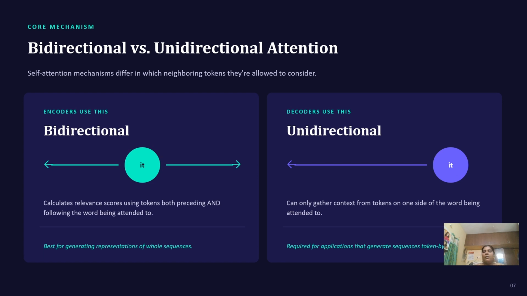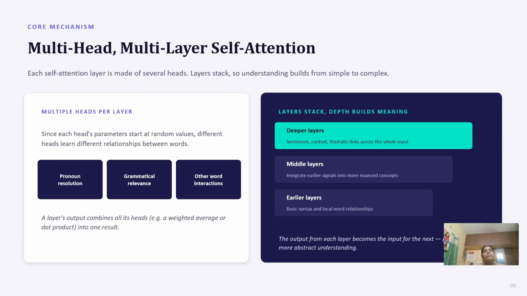When you talk about bidirectional attention, it is best for generating a representation of a whole sequence. Whereas unidirectional attention is required for applications that generate sequences token by token. We spoke earlier about self-attention. Now let's move on to multi-head or multi-layer self-attention.